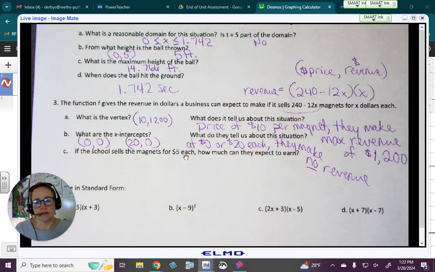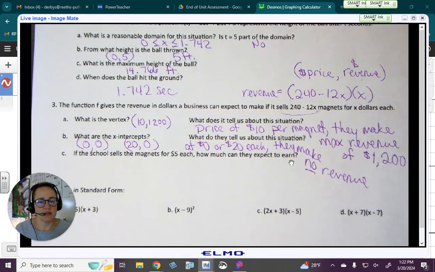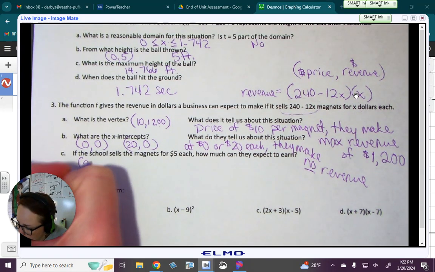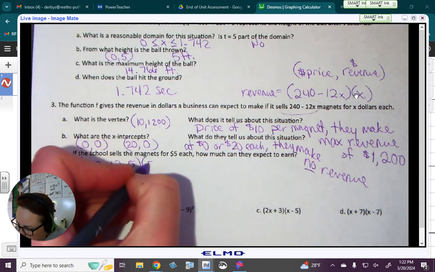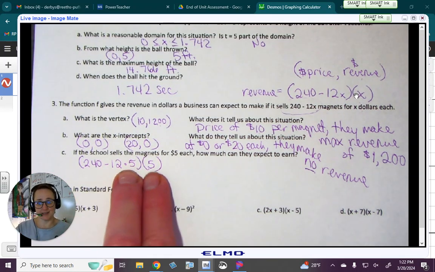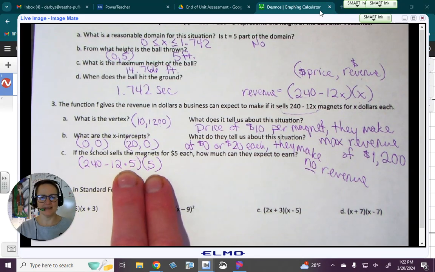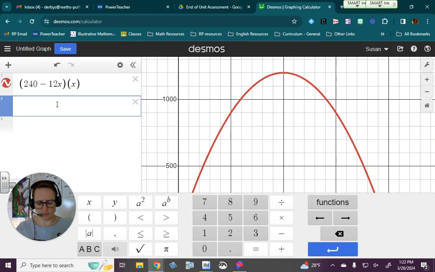If a school sells the magnets for $5 each, how much can they expect to earn? Okay, well, that's the price each, so that's an x coordinate. Okay, so I can do this one of two ways. I can plug 5 in for x into my equation up here. 240 minus 12 times 5 times another 5. So putting it in place of x. I can let Desmos do that calculation for me.